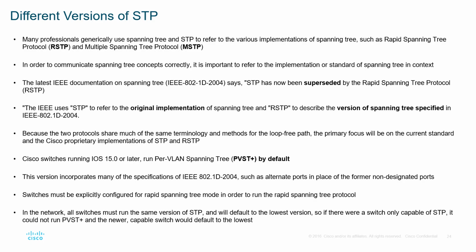Switches must explicitly be configured for rapid spanning tree mode in order to run the Rapid Spanning Tree Protocol. In the network, all switches must run the same version of STP and will default to the lowest version. So if there were a switch only capable of STP, it could not run PVST and the newer versions. So capable switches would default always to the lowest, which again is not optimal.